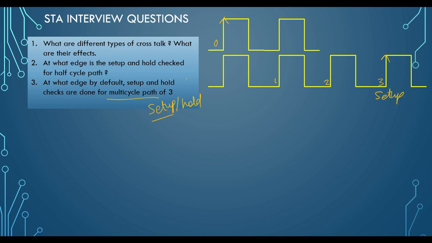Now the question is for hold. By default, the tool takes one cycle back for hold. So the tool will check hold at this edge. For this edge, the hold is done by default. So you have to specify explicitly: if there is no constraint specified for hold, with setup multi-cycle, it will check at the second edge. For checking at the same edge, you have to specify multi-cycle path of 2. So you have to specify MCP 2 for your hold check.